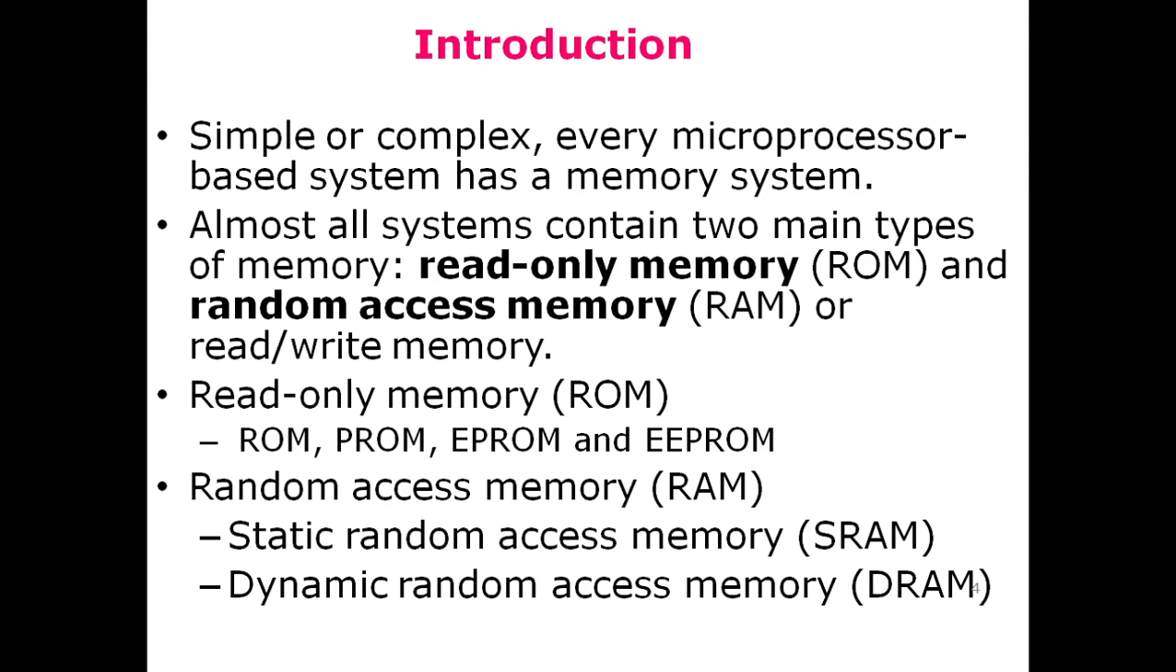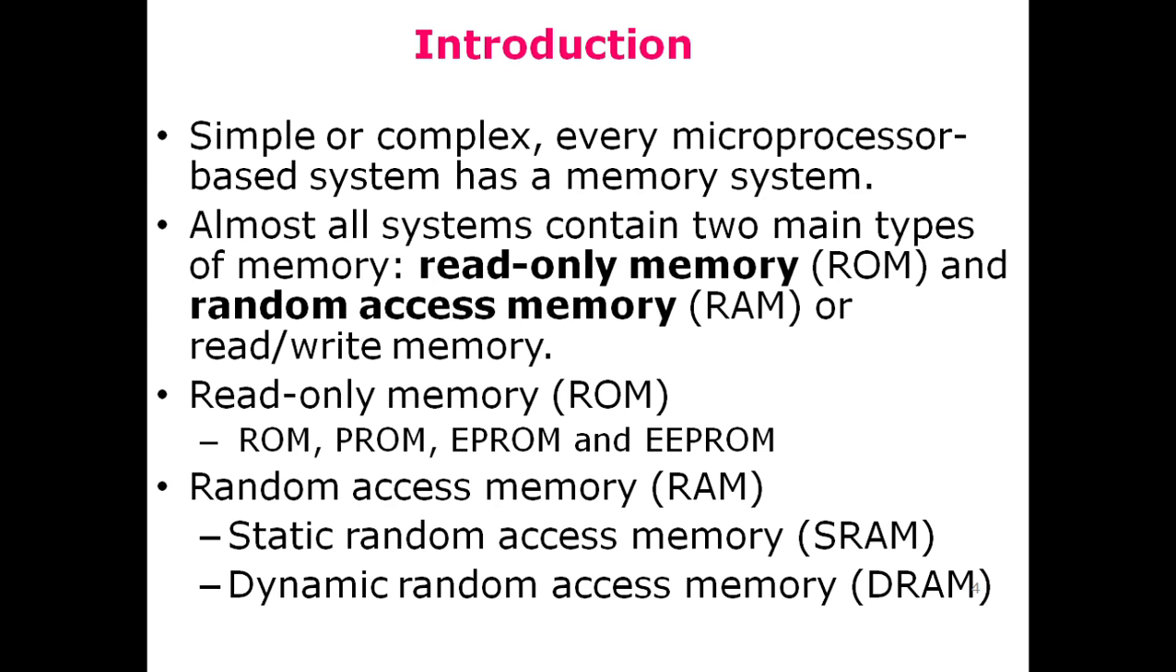So to store data and instructions. Data and instructions are then brought to the microprocessor registers, which are executed one by one. Almost all systems contain two types of memory called read-only memory, or ROM, and random access memory, or RAM.